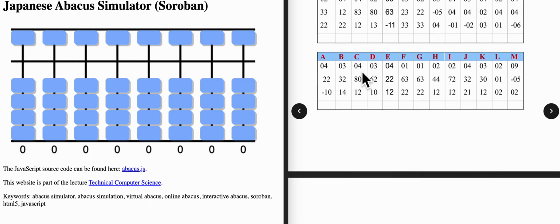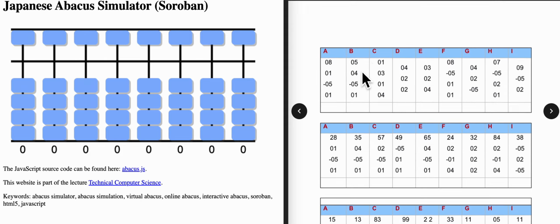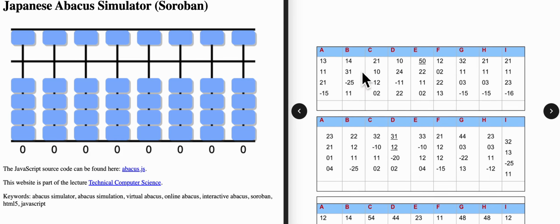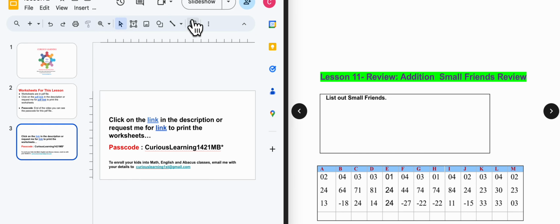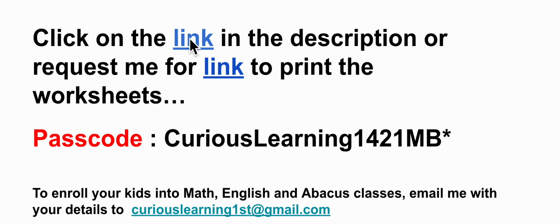See, these are the worksheets for this lesson. I will tell you where you can print the worksheets. Go to the description. There you can see the PDF link. To open that PDF link, you need a passcode. This is the passcode to open that PDF link. If there is a print option, take a print, or else you can just take screenshots and print them.